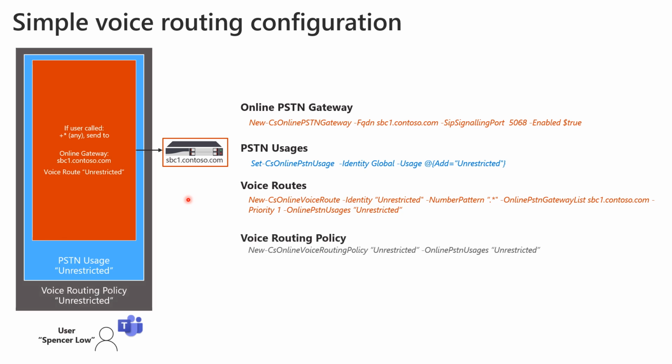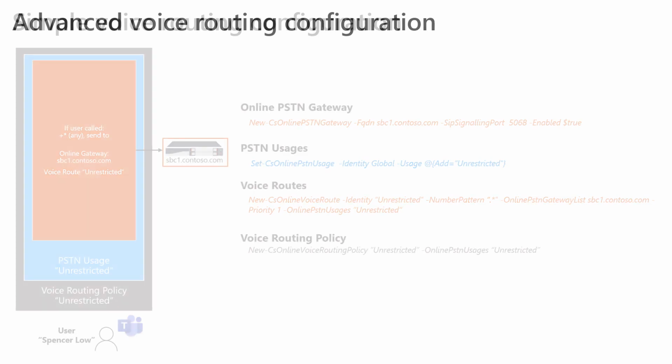The last piece of the puzzle is to create the voice routing policy. So I do New-CsOnlineVoiceRoutingPolicy. In this case, I also called this Unrestricted-Online-PSTN-Usages. This is what links the PSTN usage of Unrestricted to this voice routing policy, and that's what we've done right here. So now my usage is linked to the voice routing policy. My usage is then linked to the route. My route is then linked to the session border controller, and we are ready to roll.